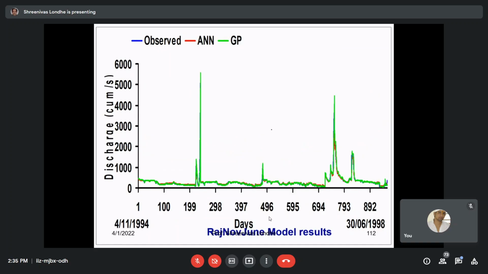Look at this, Rajghat, November, June. Now you cannot distinguish between ANN and GP and observed. So much matching is there. The peak is also matched very well. So once again, I can say that for the Rajghat, November, June model also, the neural network has understood the underlying phenomena or physics of the stream flow forecasting.